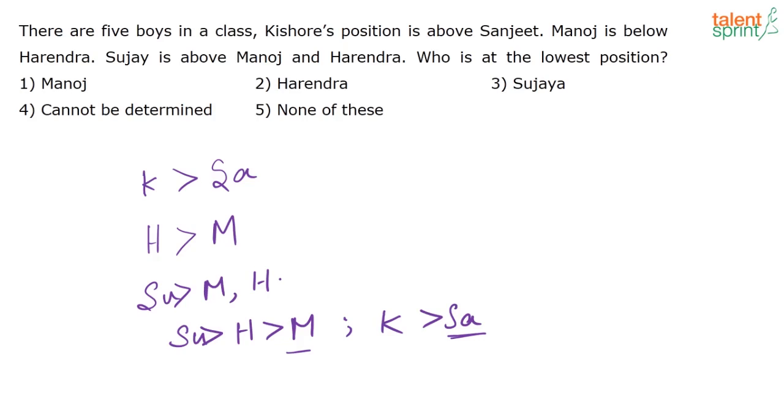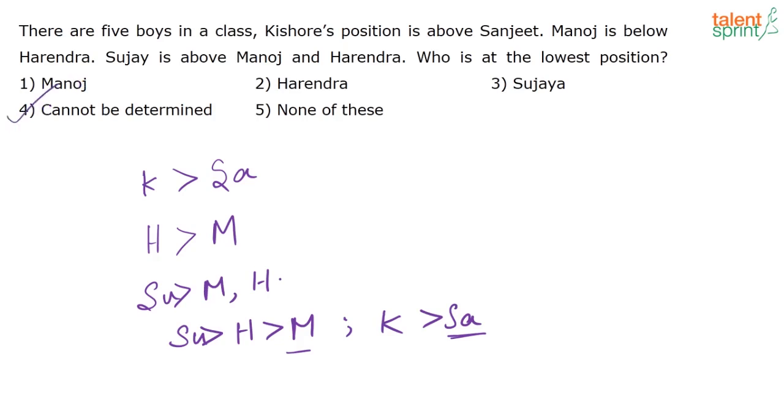Why? We have information that Kishore is taller than Sanjeet. Kishore's position is above Sanjeet. And we also know Sujay is above Harindra and Manoj. But we don't have any relation between Kishore, Sanjeet and these three. Unless that is given, we will not be able to arrive at a correct answer. So the answer is going to be cannot be determined.